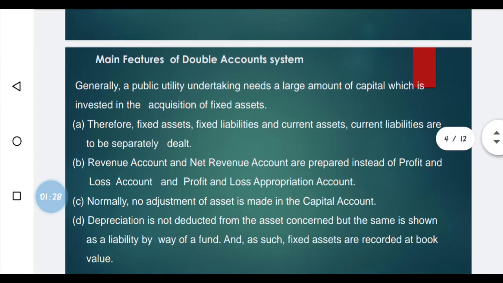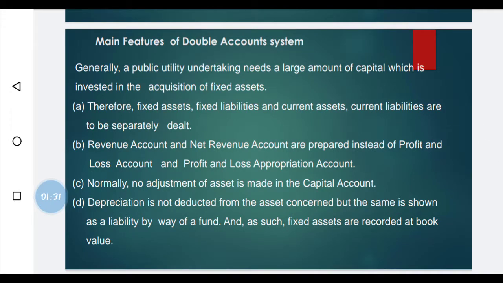Now we are going to see the main features of double account system. Generally, public utility undertaking needs a large amount of capital which is to be invested in fixed asset. Therefore, fixed assets, fixed liabilities and current assets and current liabilities are to be separately shown. Revenue account is prepared instead of profit and loss account. Net revenue account is prepared instead of profit and loss appropriation account. Normally, no adjustment of asset is made in the capital account.